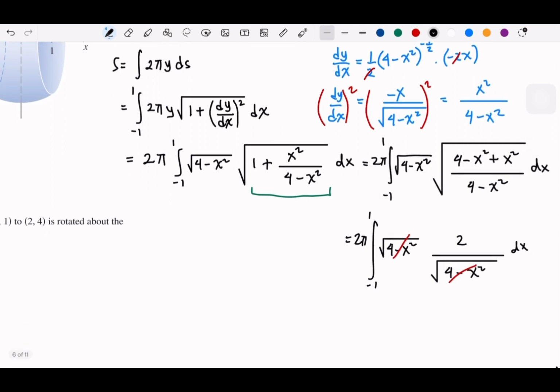So this will be 4 pi integrated from -1 to 1 dx. Or this will be 4 pi. dx becomes x if you integrate, right? x from -1 to 1. So 1 minus minus 1 is 2, so it will be 8 pi, right?